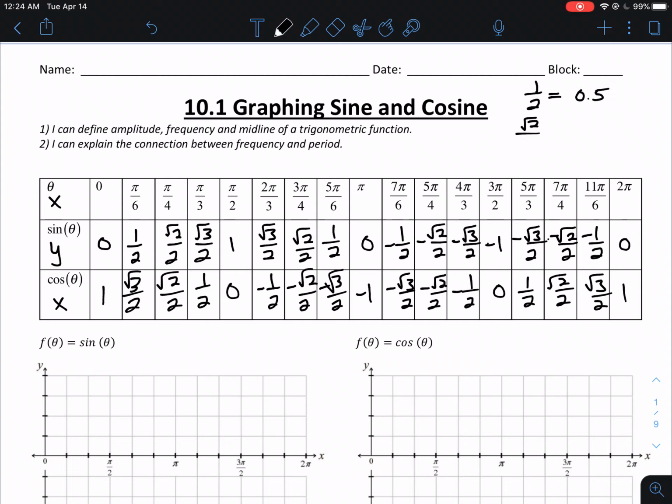As a decimal, square root of 2 over 2, if you type that into your calculator, is approximately 0.707. And then lastly, square root of 3 over 2, it'd be good to have that as a decimal as well, which comes out to 0.866.